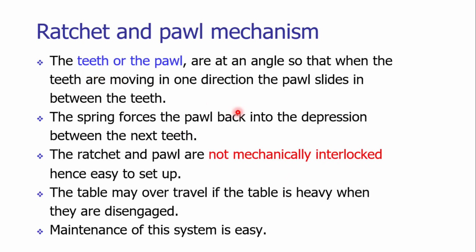The teeth or the pawl are at an angle so that when the teeth are moving in one direction, the pawl slides in between the teeth. As I mentioned, there is a spring, and that spring is forcing the pawl back into the depression between the next teeth. So in this way, the springs are ensuring the continuous contact of the pawl with the ratchet wheel.